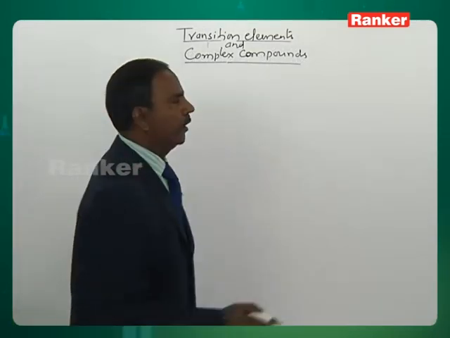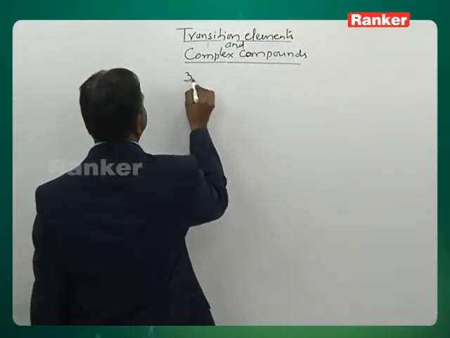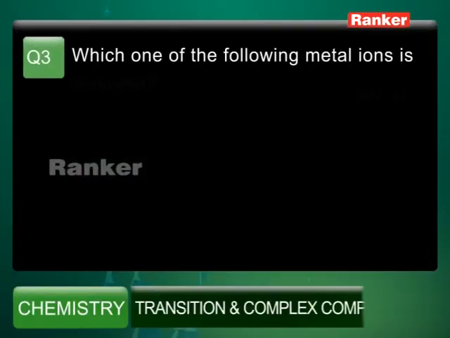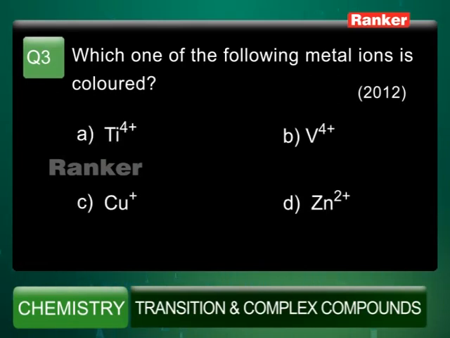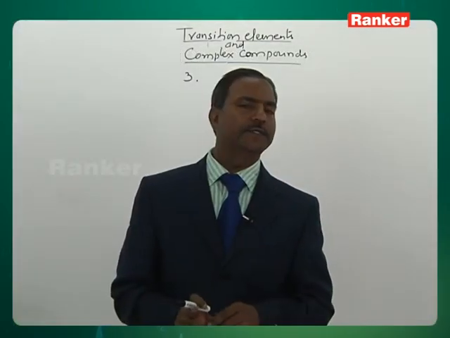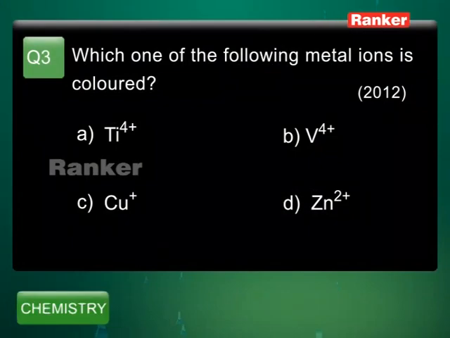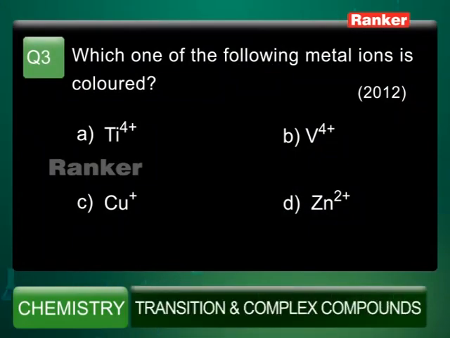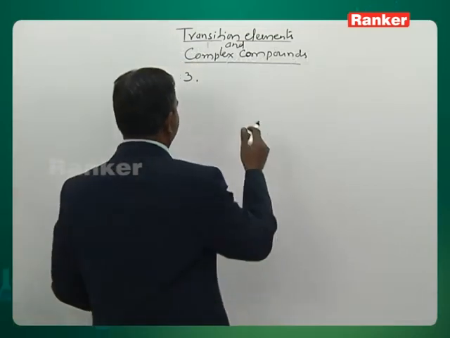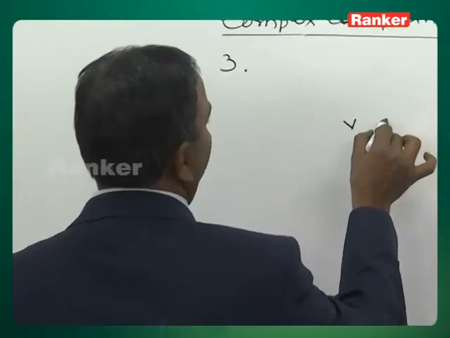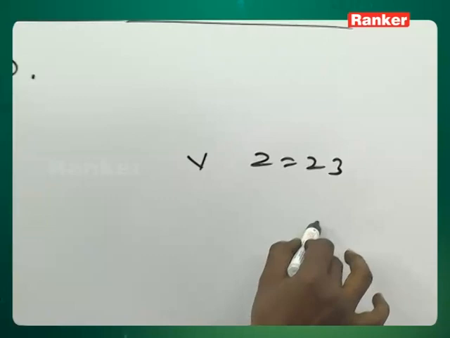Coming to question number 3: which of the following metal ions is colored? See, once a question is on colored, clearly observe the options given. Which metal ion is carrying unpaired electrons? Option A, titanium plus 4. You know titanium plus 4 is d0, no unpaired electron. Coming to B, vanadium plus 4. Vanadium atomic number is 23.